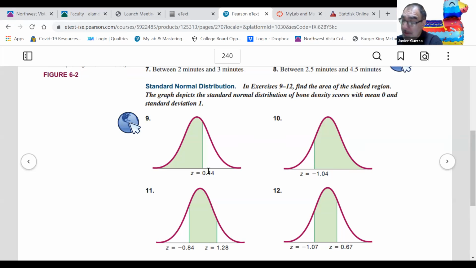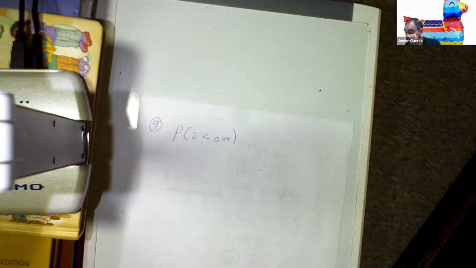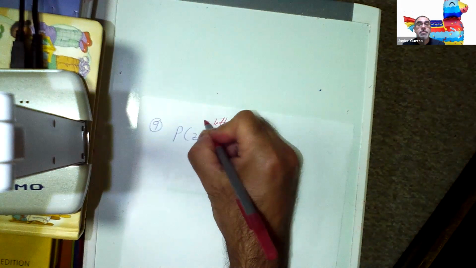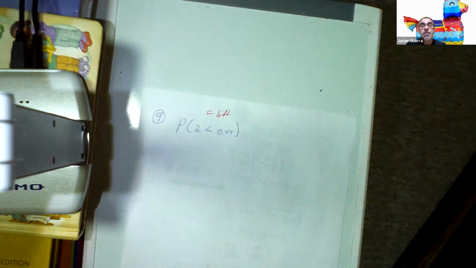So this one you don't have to draw a picture of because they already have a picture. So this is what I have written on my paper. That's what the probability statement is supposed to be with respect to that graph that they drew for us. It's Z is less than 0.44. So it's shaded to the left. All right, so that means I'm going to put my number in, 0.44, and let this do it for me.